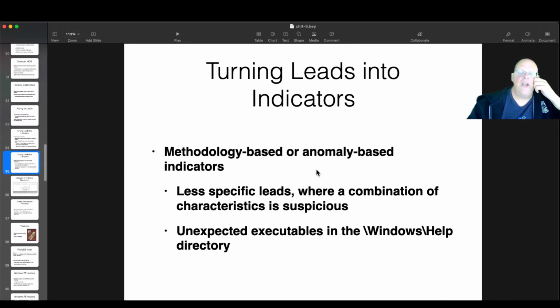So you can have different kinds of indicators. There are less specific leads, where you look for a combination of characteristics that in themselves are not very unique. For example, unexpected executables in the help directory would be a suspicious thing, although probably not enough to completely indicate compromise in itself.